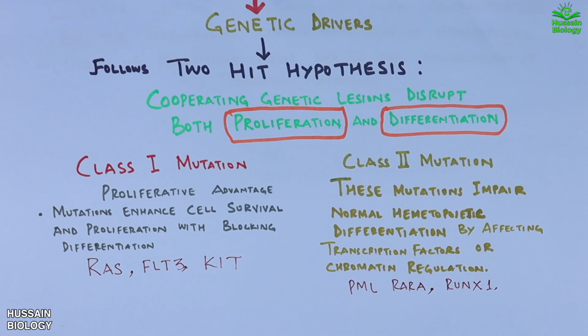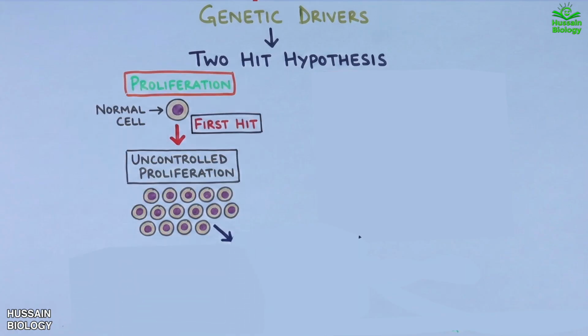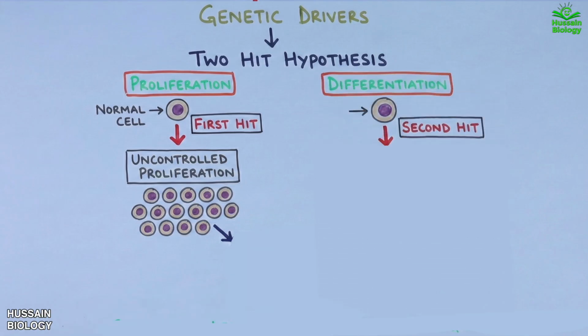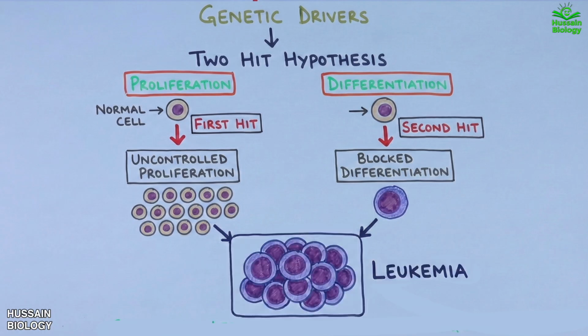Now let's move on to another diagram that puts both the hits together. That's two-hit hypothesis. Hit 1, that's class 1 mutation. It causes disrupted proliferation. Cells divide uncontrollably. Then we have hit 2. That's class 2 mutation. It causes disrupted differentiation. Cells fail to mature here. When both of these hits occur together in the same cell lineage, the result is leukemia. As you can see at the bottom, this leads to a massive accumulation of immature leukemic blast cells.